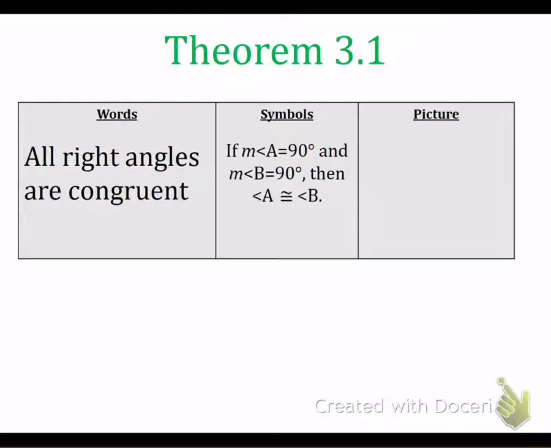The way you would write that using symbols is if the measure of angle A is 90 degrees and the measure of angle B is 90 degrees, then angle A is congruent to angle B. Here's what that would look like in picture form.